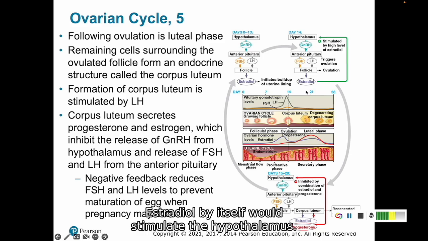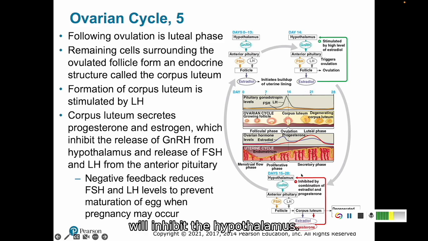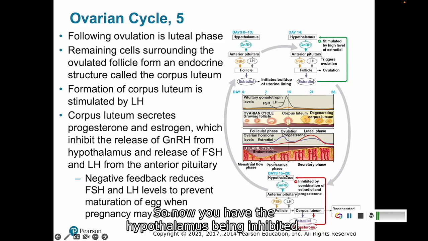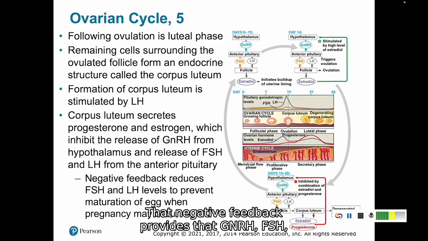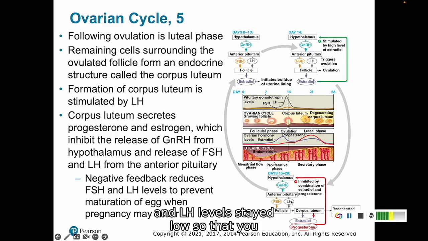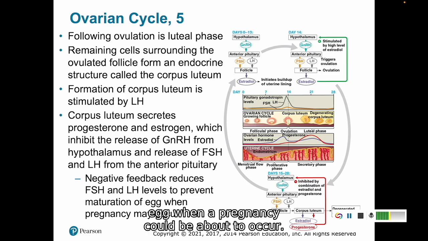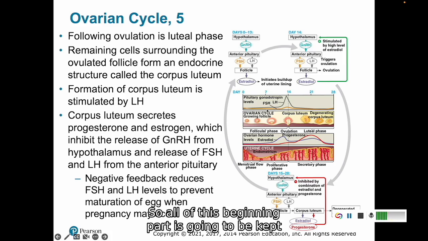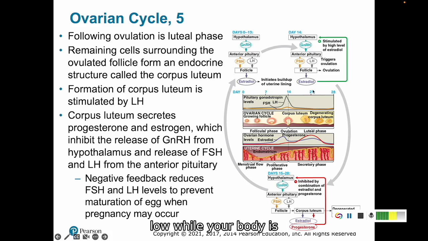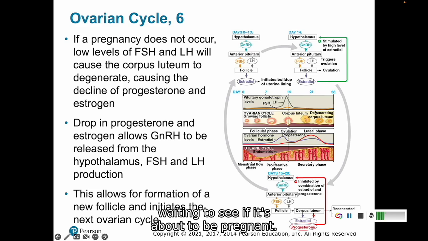Now, where estradiol by itself would stimulate the hypothalamus, estradiol and progesterone together will inhibit the hypothalamus. So now you have the hypothalamus being inhibited. That negative feedback keeps GnRH, FSH, and LH levels low so that you don't start maturing another follicle. You don't want to start maturing an egg when a pregnancy could be about to occur. So all of this beginning part is going to be kept low while your body is waiting to see if it's about to be pregnant.